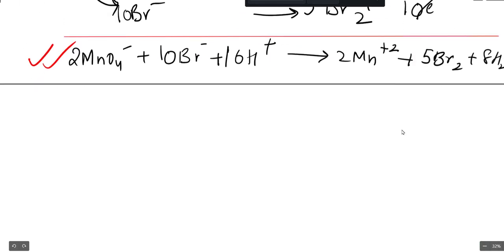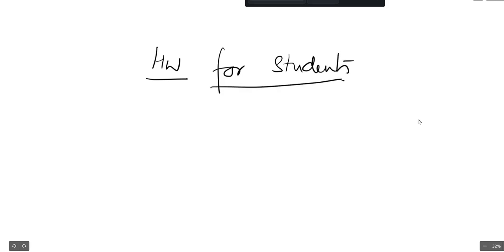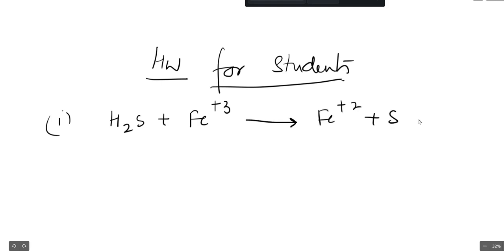Shall I give you some homework? Right, so I'll give you the homework. Please note it. Take the examples from my side. So what is the homework? You practice and put the answer in the comment section. The first example: balance H2S plus Fe plus 3 giving me Fe plus 2 plus sulfur plus H plus. Balance this reaction in the acidic medium. I want it in the acidic medium.